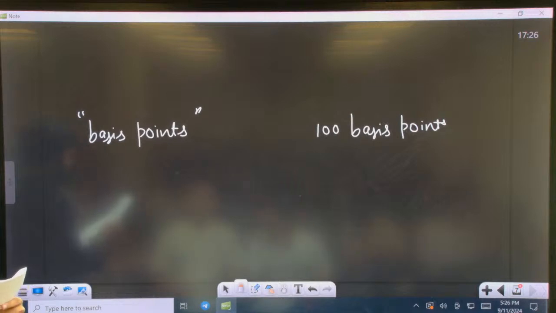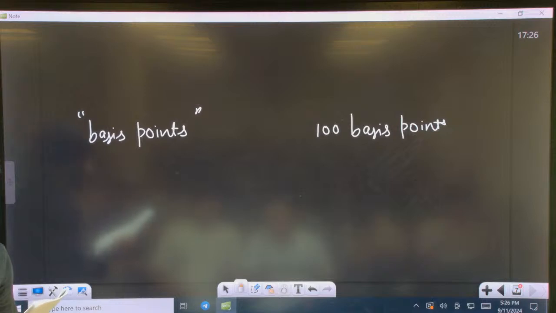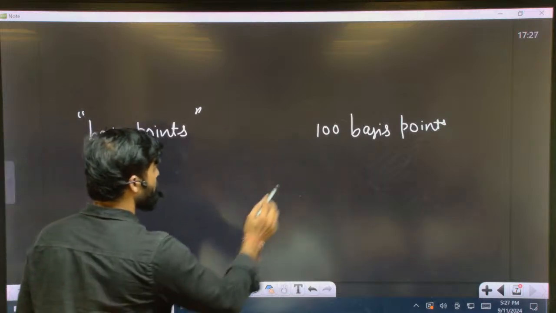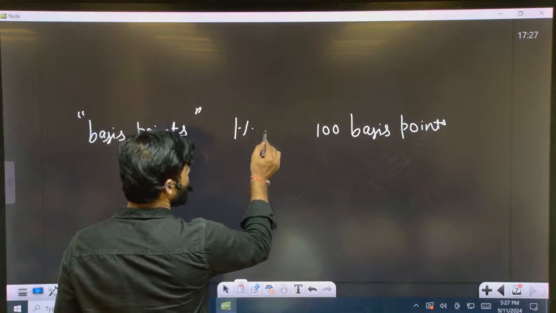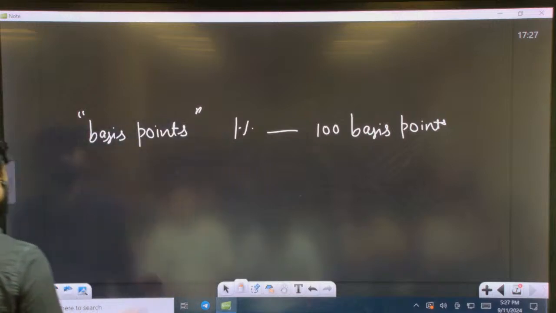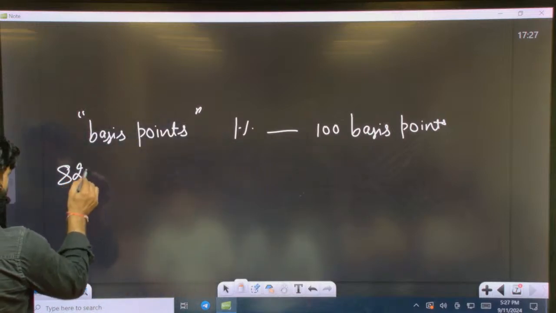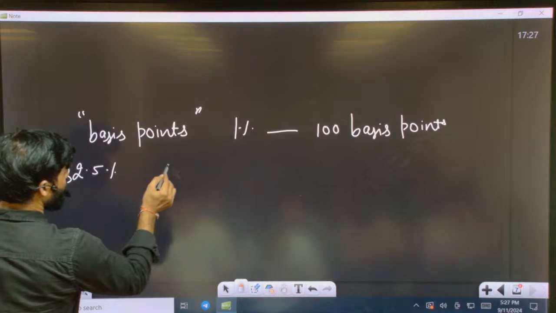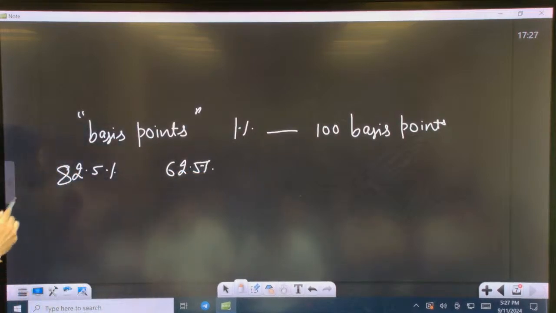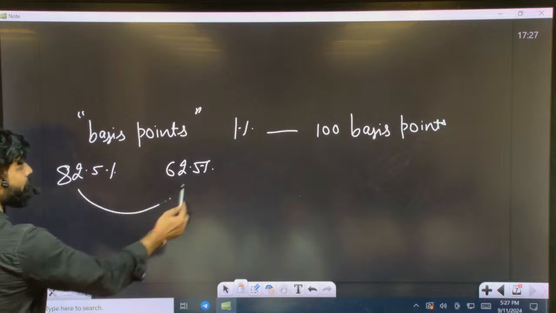so that 1% equals 100 basis points, then by how many basis points is 82.5 percentage greater than 62.5 percentage? This is the question only. See, 1% equals what? 100 basis points. Now we have to find out 82.5% is how many basis points greater than 62.5%. So what is the difference of these two?